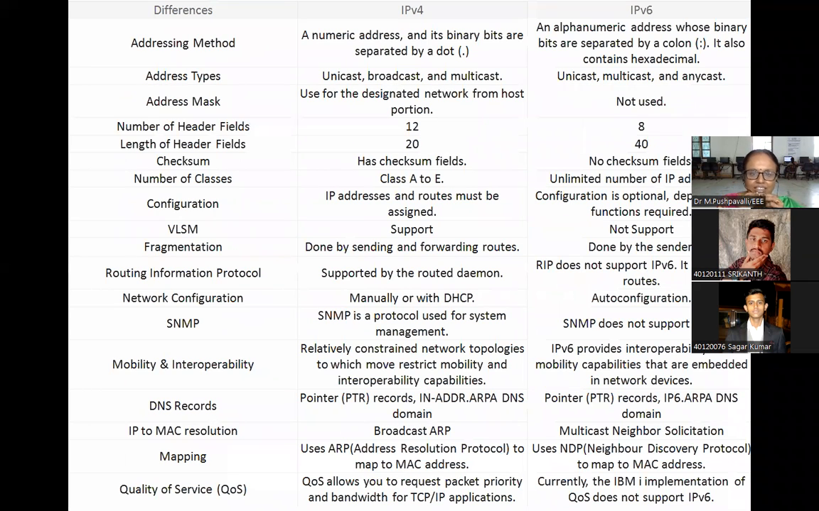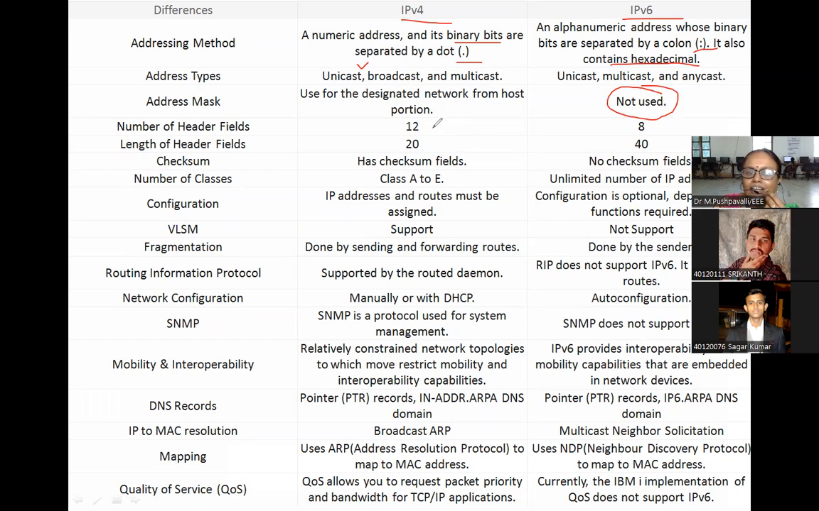IPv4 and IPv6. So here when you see that, mainly they are saying this IPv4. I think if they ask any kind of difference, you may write IPv4 and IPv6. IPv4 is separated by dot, IPv6 by colon, and IPv4 contains binary bits, but we know how to write it in decimal, and IPv6 all contains hexadecimal. Address type, you all know unicast, broadcast, multicast, and here unicast, multicast, and anycast. Address masking is definitely needed in IPv4. Why? Because now we are doing subnetting, but it is not used in IPv6.